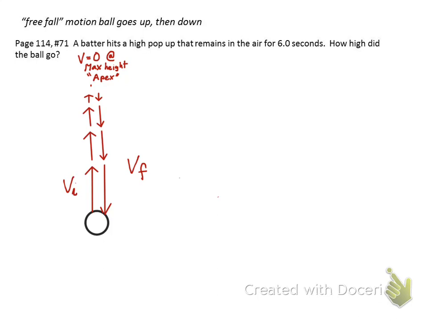Okay, so what we have here is our ball thrown up initially. Notice that the velocity vector is going up until the velocity reaches 0 at maximum height, something that we call the apex, and then it increases again in the negative direction.